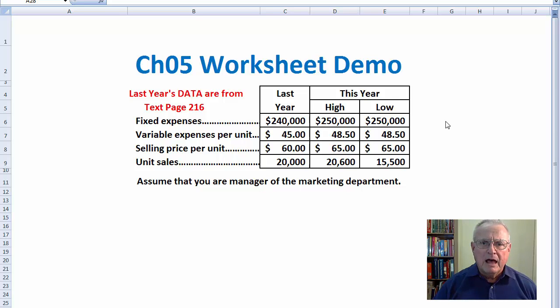marketing department. The managerial accountant has decided that the fixed expenses will probably go up about $10,000. And the variable expenses per unit is going to go up by quite a bit, $3.50. And so you decide that you probably should boost the selling price up to $65 per unit. You may be able to increase unit sales if the $65 is not too price sensitive. On the other hand, if it's extremely price sensitive, you actually might get a reduction in unit sales. So this is the range that you're talking about right here.